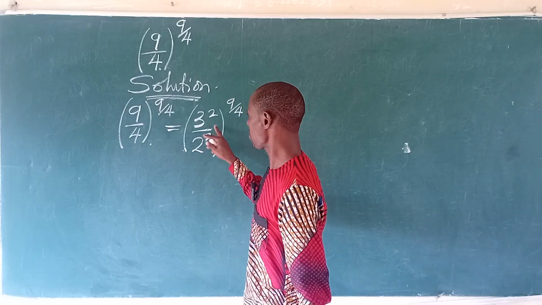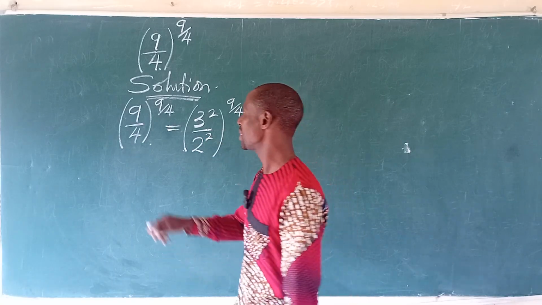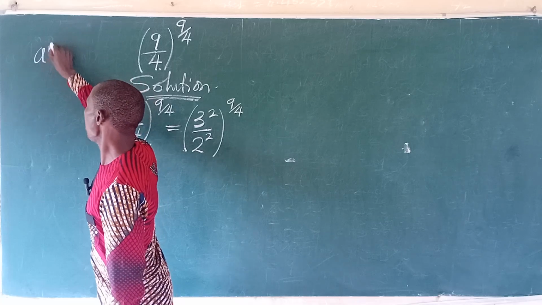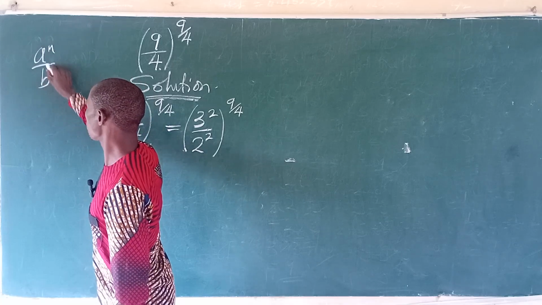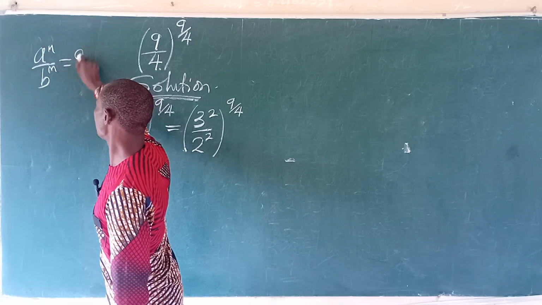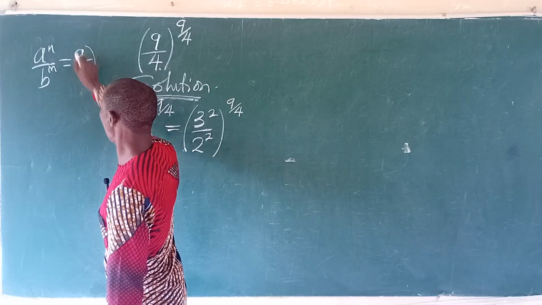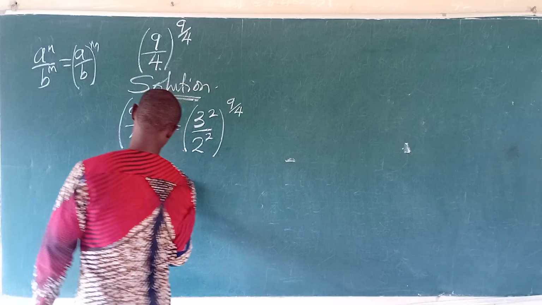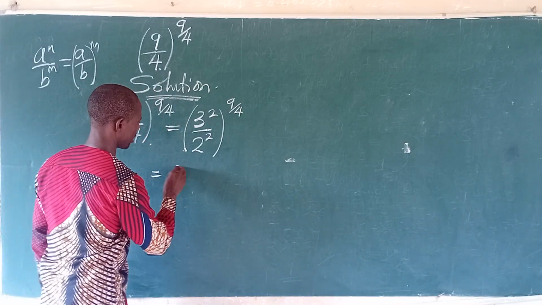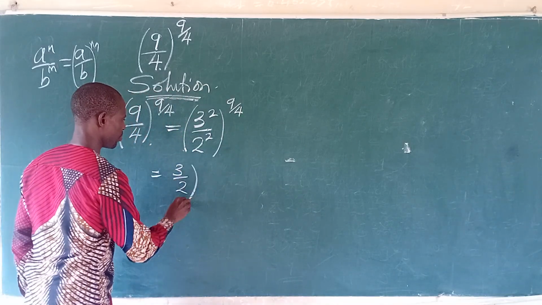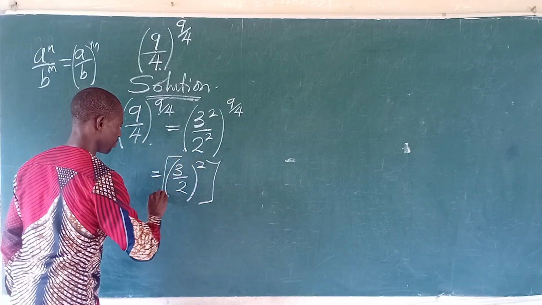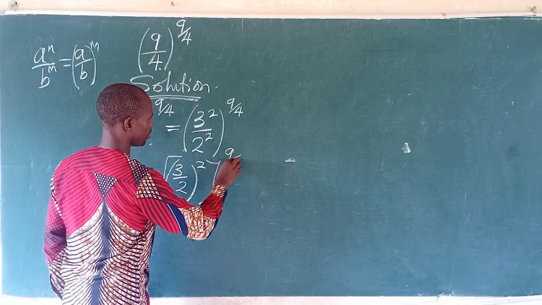Good. Now from here, we are going to apply a law which says that a to the power of m all over b to the power of m is the same thing as (a/b) all raised to the power of m. So if we apply that here, this is going to give us (3/2) raised to the power of 2, further raised to the power of 9/4.